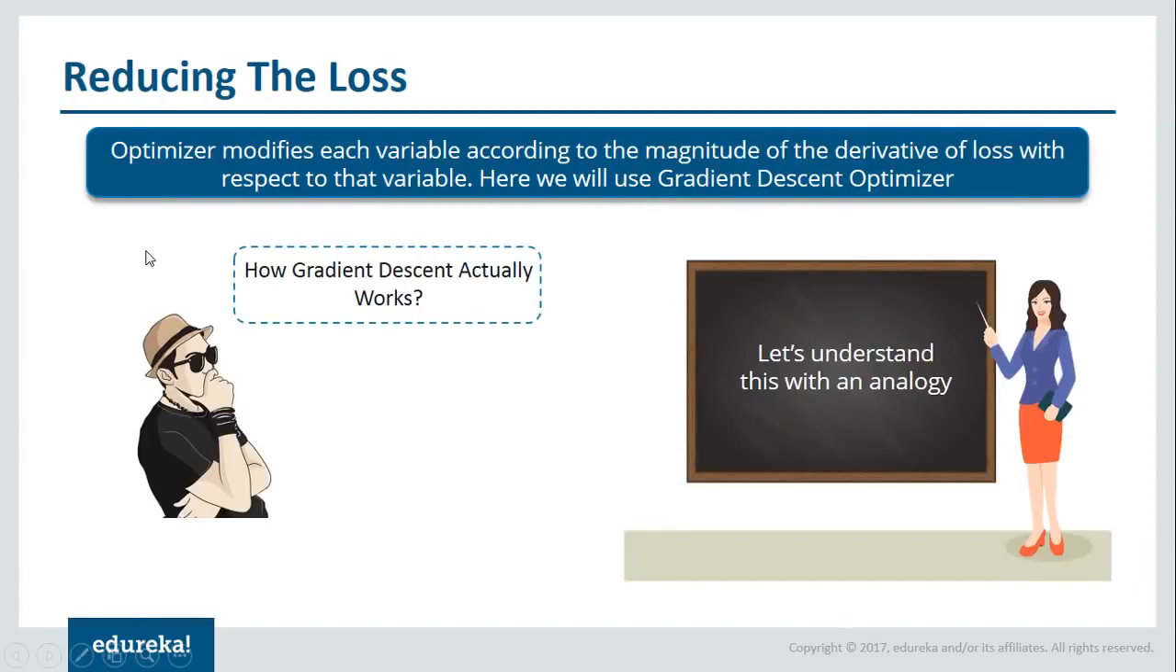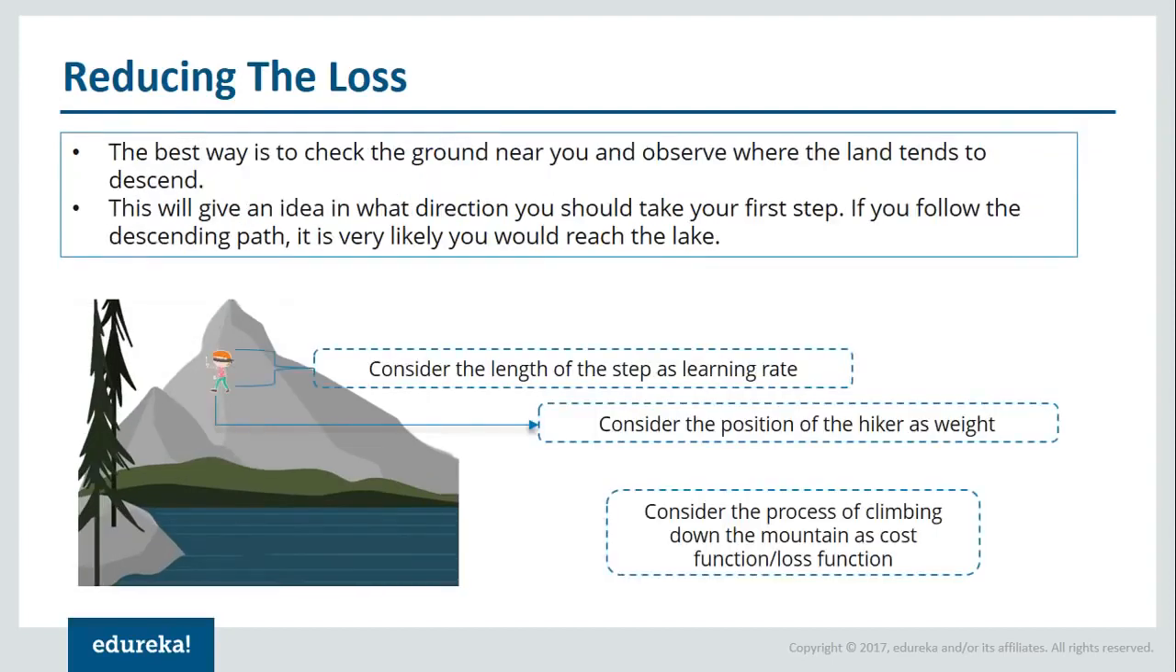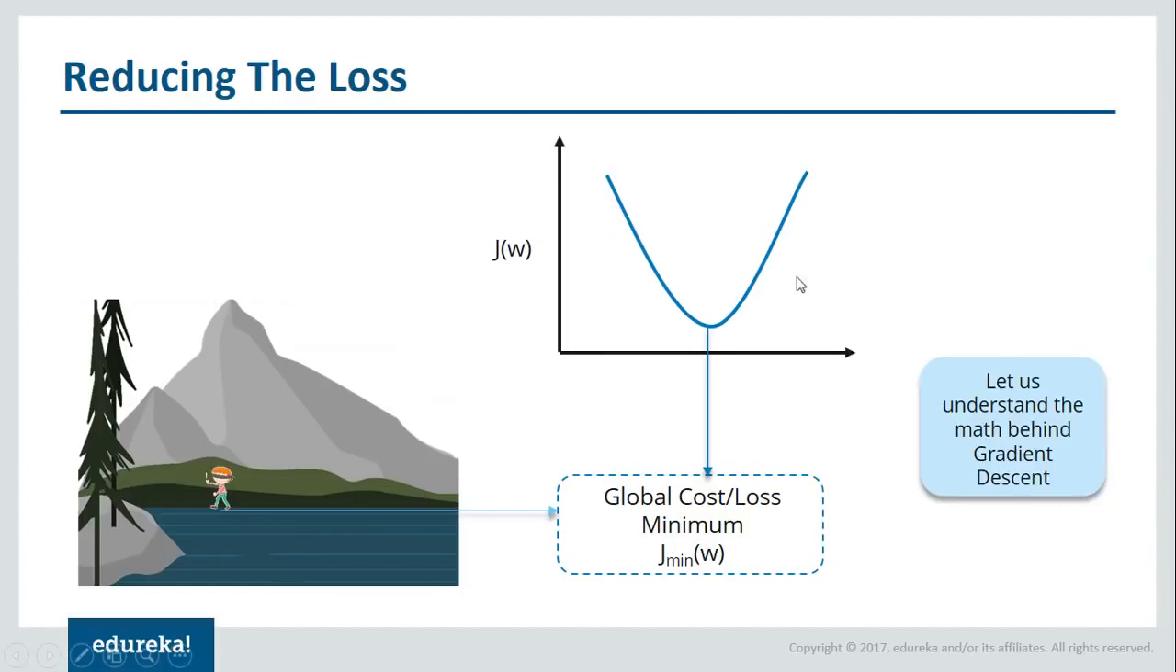So we'll be discussing here the gradient descent optimizer. Now let us understand that with an analogy. Suppose you are at the top of the mountain and you are blindfolded and your task is to reach the bottom. So what are you going to do? You are going to first see where the land tends to descend, right? In that direction, you'll keep on moving until you reach the bottom. So basically, you need to keep on moving until you reach the minimum error. That's how I'm trying to relate it.